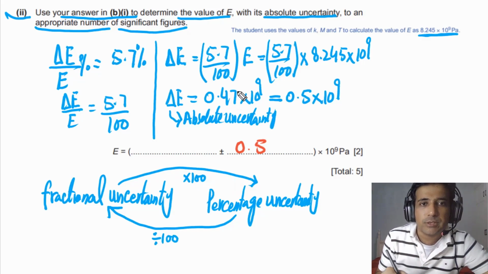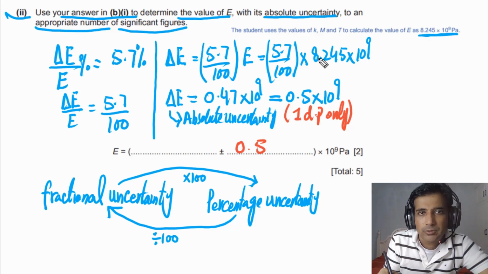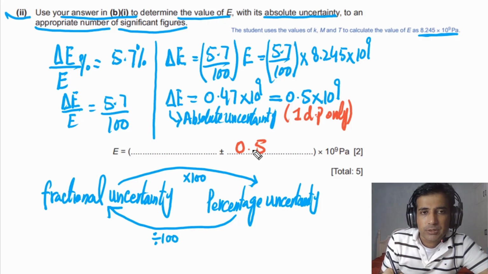Now you need to understand this. Let me rewrite one point here. This one has to be up to 1 dp only. This is the main point you need to understand. Now this is given to you up to 3 decimal places. Now we need to understand absolute uncertainty and the measurement.